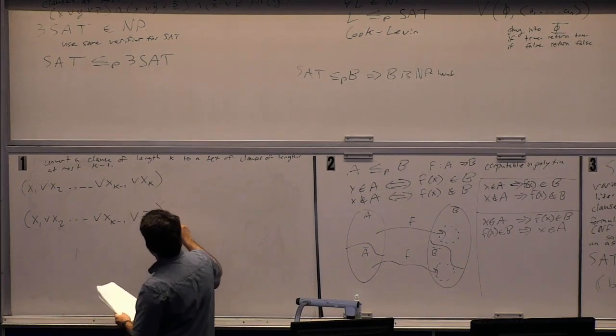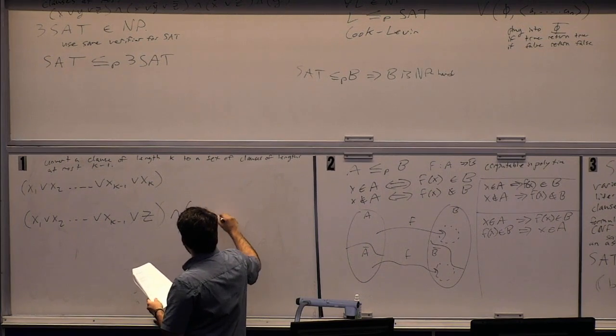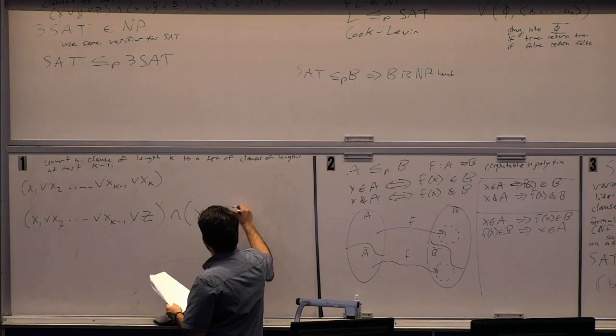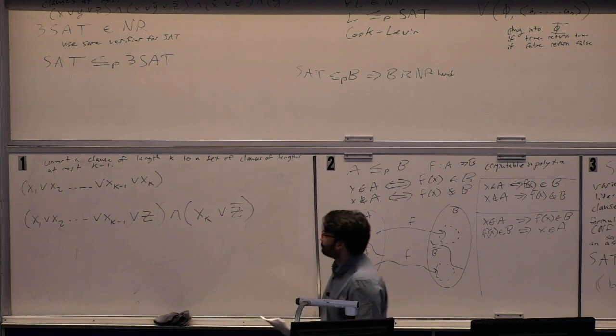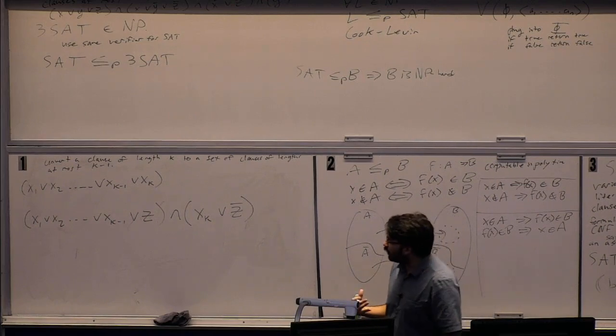We're going to add a dummy variable z here, and then we're going to AND xk here with the clause xk or not z. Right? So we converted the clause. We broke off the last one.